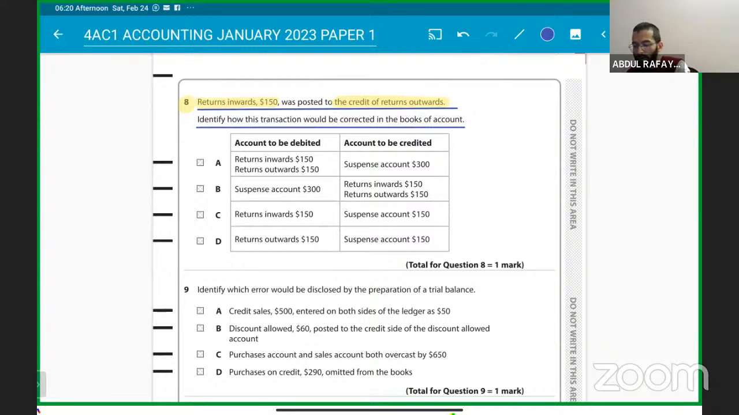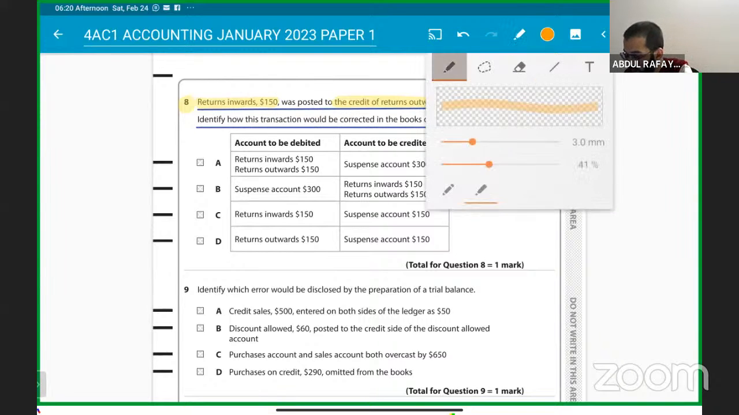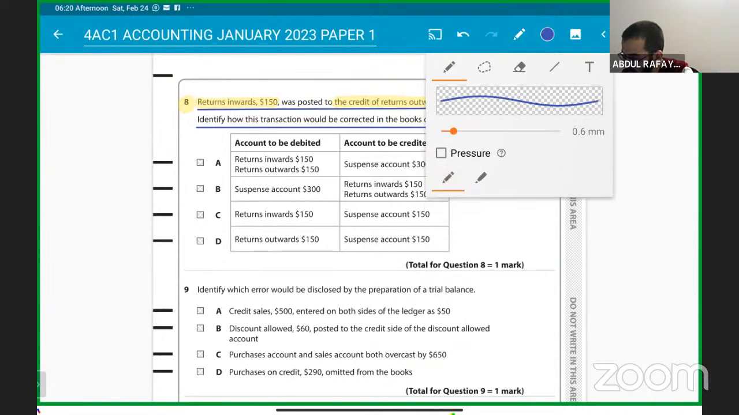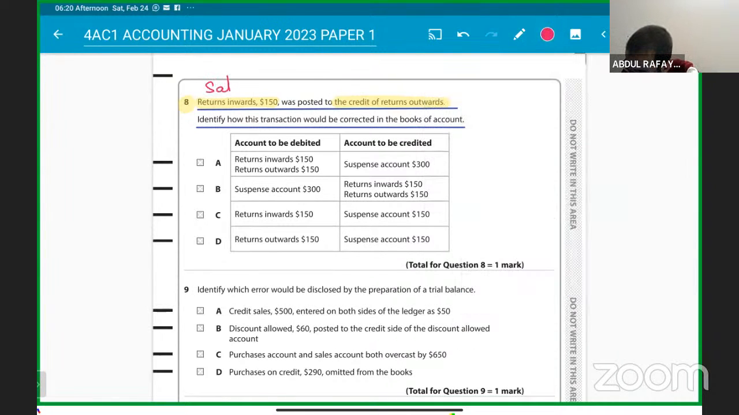We have return inwards, which is a sales return. So how do you go about this, sir? It will be simple. Sales return should be recorded where? Return inwards is basically sales return. When you do sales, sales are recorded on the credit side because sales is a revenue item and the nature is credit. But when the customer is returning goods, or there are damages for any reason, that is called return inwards. Sales return means that the goods are returning back to the owner.